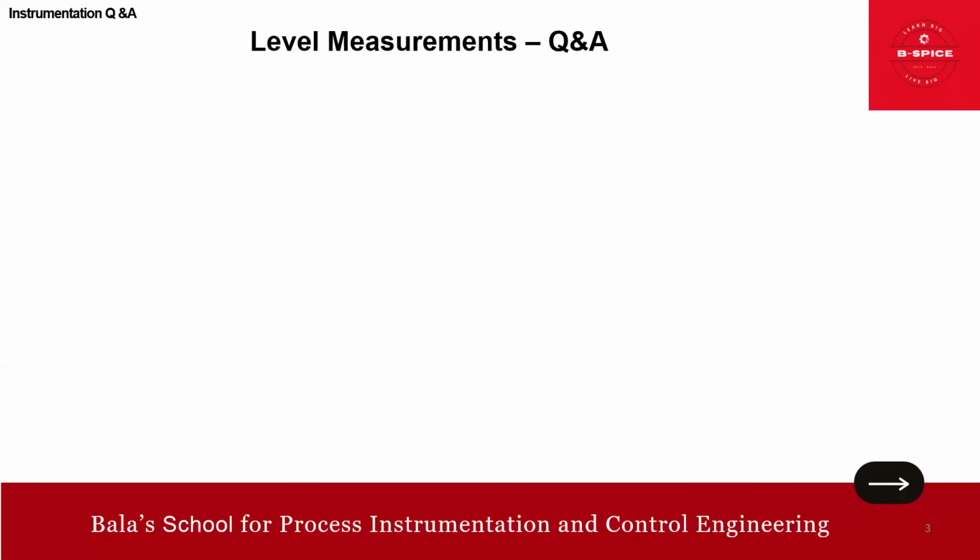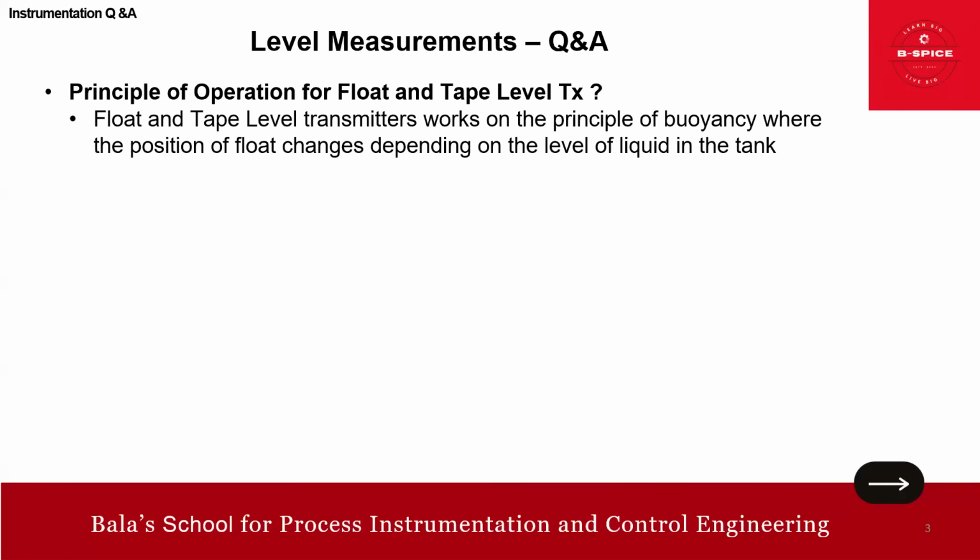Then, principle of operation of float and tape level transmitter. Float and tape level transmitters work on the principle of buoyancy. The position of the float changes depending on the level of the liquid in the tank. The float goes up as the level increases, and goes down as the level decreases. That's it. It's the principle of buoyancy.